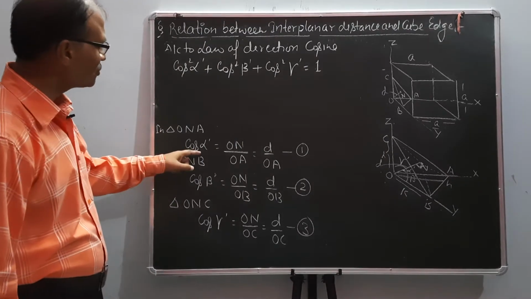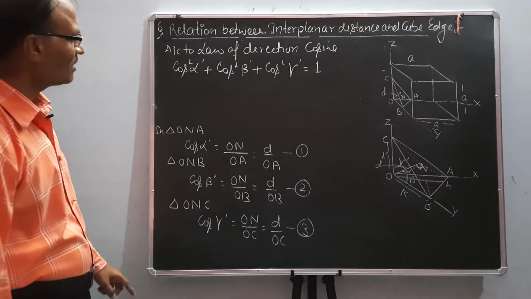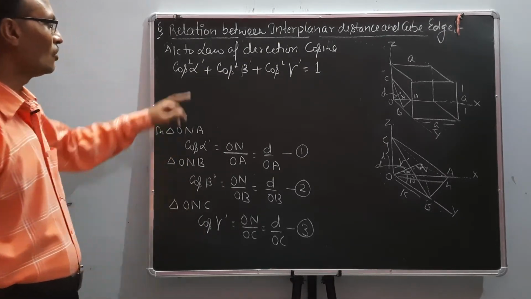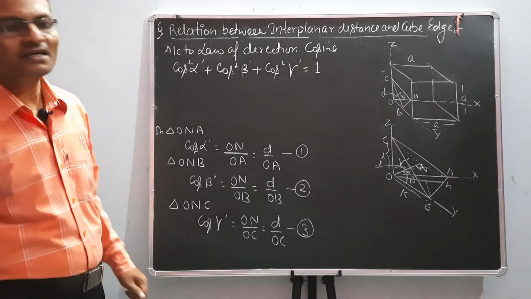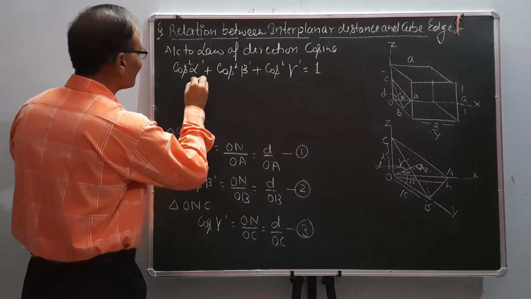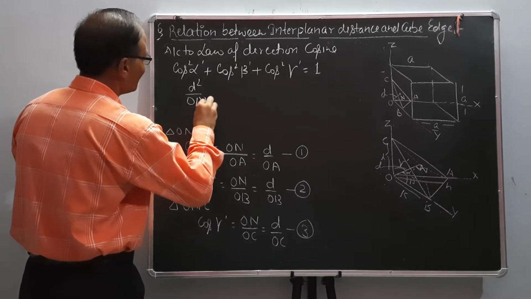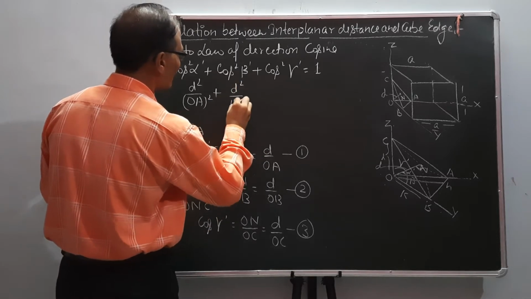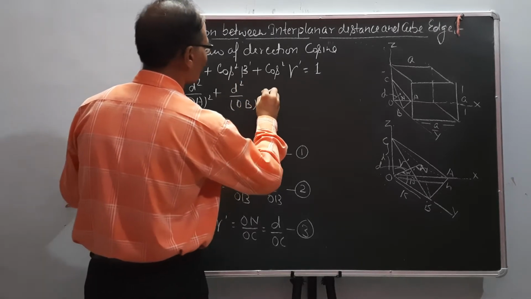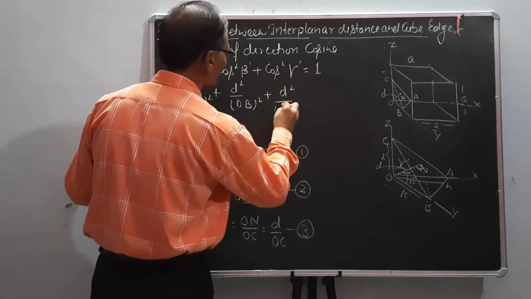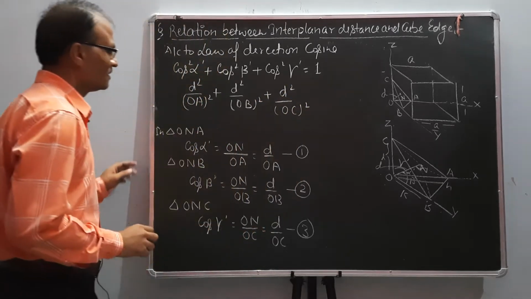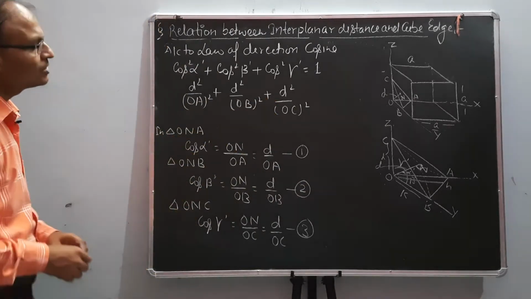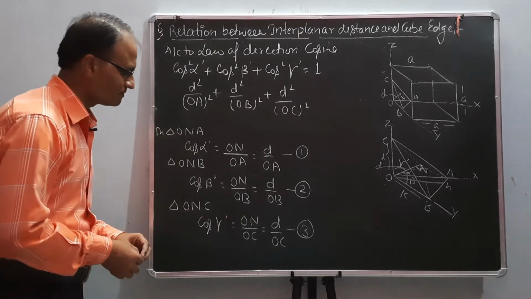We have taken the value of cos alpha, cos beta and cos gamma. The value of cos alpha dash, cos beta dash and cos gamma dash is put in the above equation, cos square alpha. Now the equation is d square upon OA square plus d square upon OB square plus d square upon OC square. We have evaluated the value of OA, OB and OC. Now put the values in this equation.